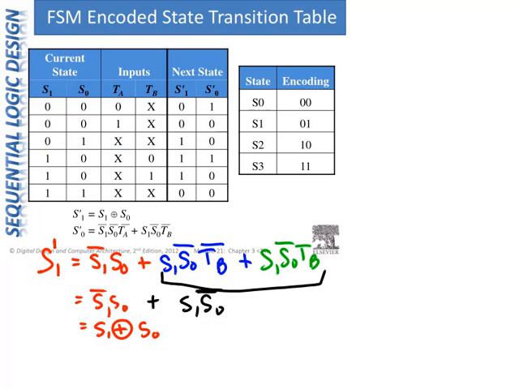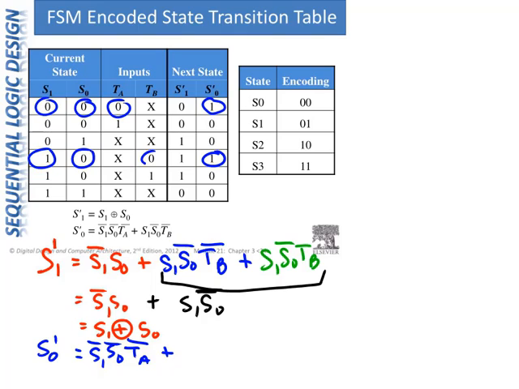Now we can do the same thing for S0 prime, read it in sum of products form. We're going to get S0 prime is equal to S1 bar and S0 bar and TA bar, or S1 and S0 bar and TB bar.